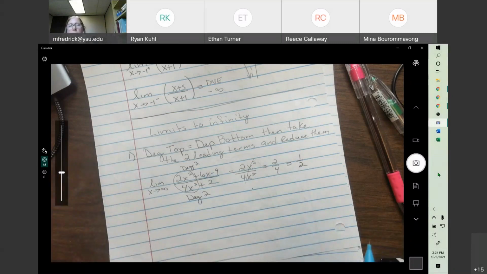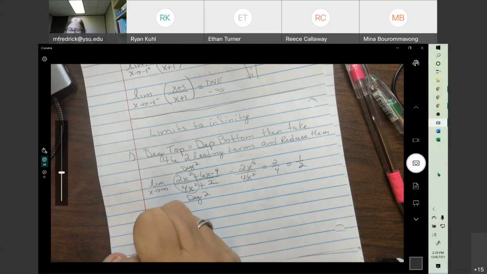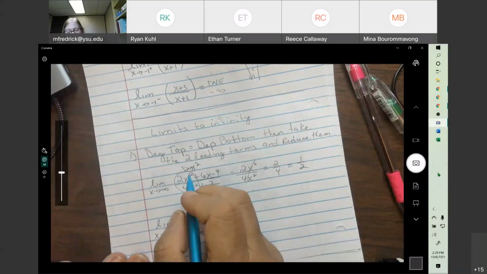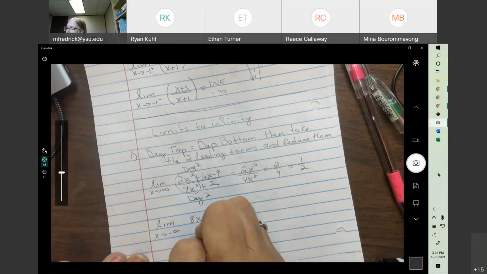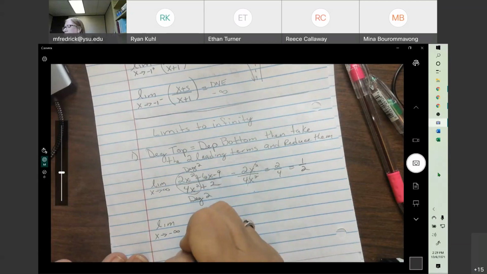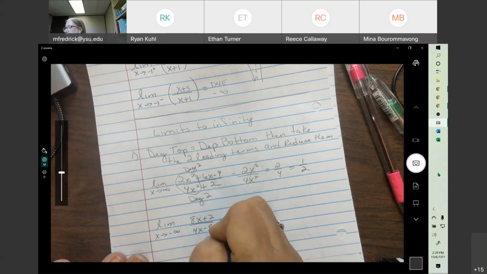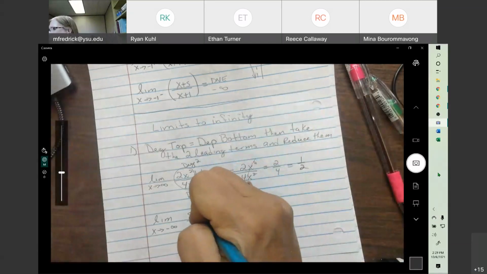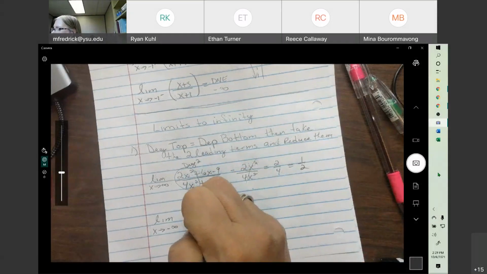We'll try another one. The limit as x approaches negative infinity of 8x plus 2 over 4x minus 5. So the first thing you want to do is look at the degree of the top and the degree of the bottom. What is the degree of the top? Anyone? Would it be 1? Yes. Remember, when there's no number, it's a 1. So the degree of the top is 1.